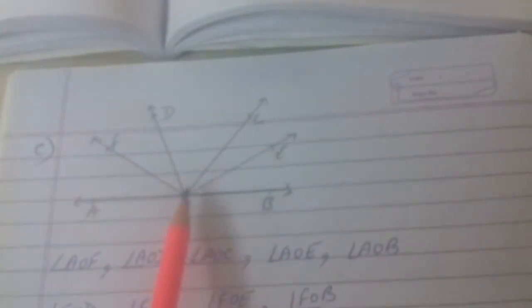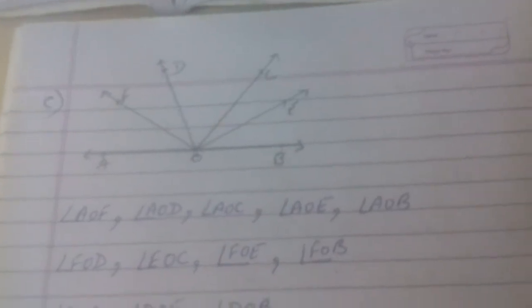Now from where we have to start? Now we have to start from DO. So first angle is DOC, then DOE, then DOB. Clear? Then COE, then COB written, and the last angle is EOB. So this way you can write the angles.